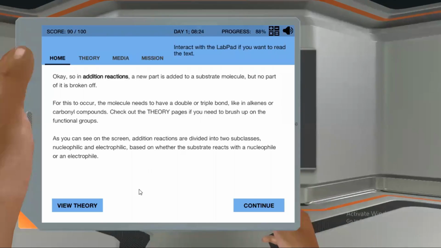Okay, so in addition reactions, a new part is added to a substrate molecule, but no part of it is broken off. For this to occur, the molecule needs to have a double or triple bond, like in alkenes or carbonyl compounds. Check out the theory pages if you need to brush up on the functional groups. As you can see on the screen, addition reactions are divided into 2 subclasses, nucleophilic and electrophilic, based on whether the substrate reacts with a nucleophile or an electrophile.